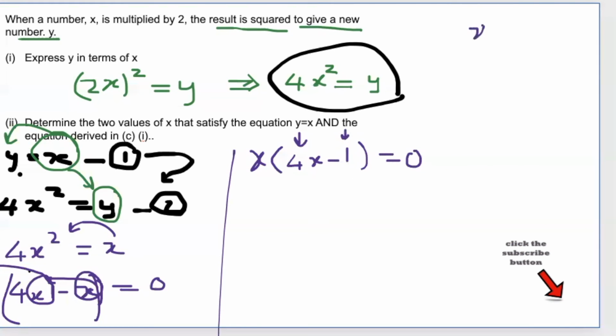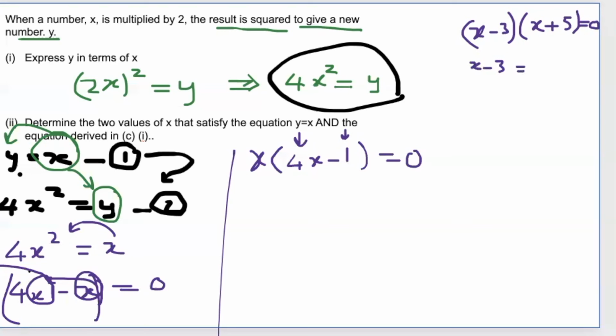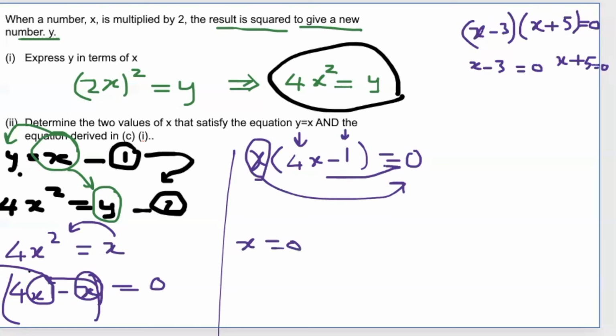Now I'm going to separate it. Now recall when you're factorizing a quadratic and we reach this step, usually the next step that we will take is to equate each bracket to be equal to 0. So I will have x minus 3 equals 0, and I will have x plus 5 equals 0. That's what we would have done. So it's the same case here. This x will be equal to 0. So I have x is equal to 0. And then this bracket will be equal to 0.